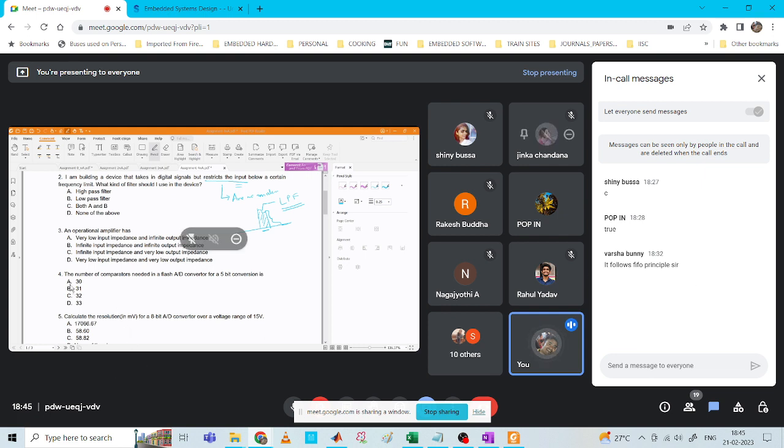Question number 4: the number of comparators needed in a flash A to D converter for a 5-bit conversion is 31. Correct, 31. Okay.